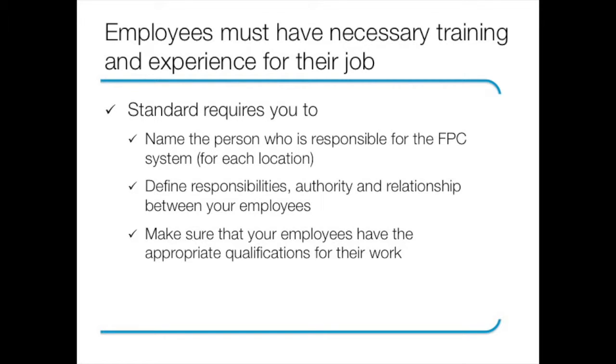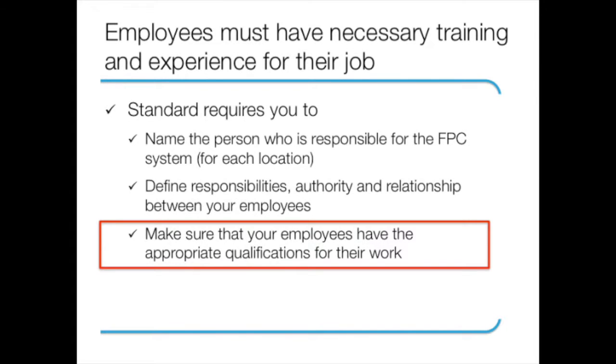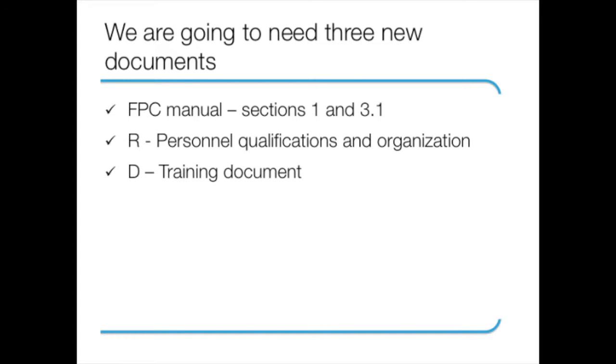In this step, we go over the requirements that deal with controlling your company's personnel. In short, the standard requires that you name the person who is responsible for the FPC system, define all responsibilities, authority, and relationship between your employees, and make sure that your employees have appropriate qualifications to perform their work. In this particular standard, there are no minimum qualification requirements for your employees, so it's up to you how you want to declare the employee qualifications. To meet these qualifications, you're going to need the following documents.